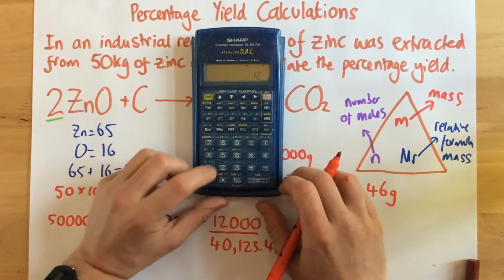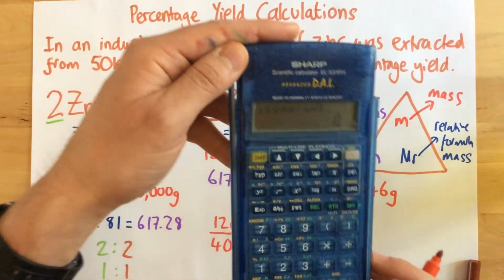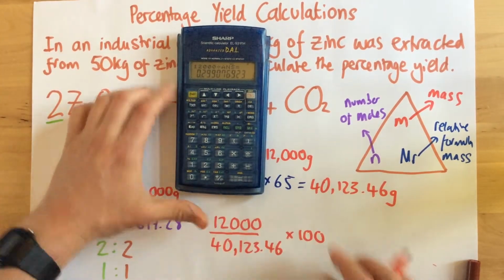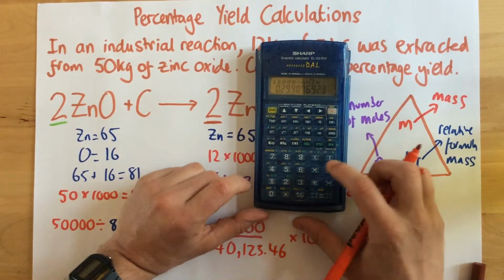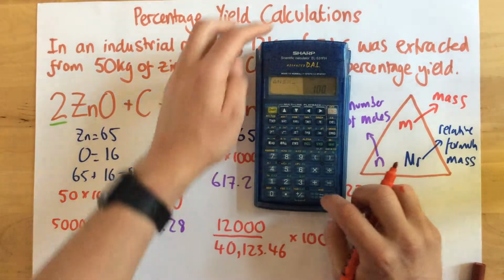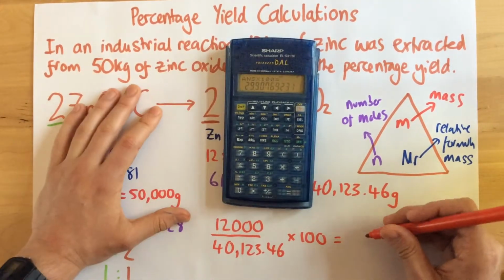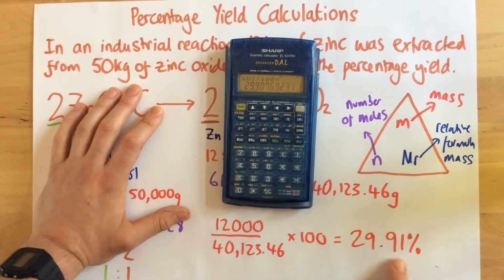So let's just do that. 12,000 divided by the answer that I got previously. So I'm using that answer button so I can use the exact number, which equals 0.299. But then I need to multiply it by 100. So in this case, my percentage yield is 29.91%.